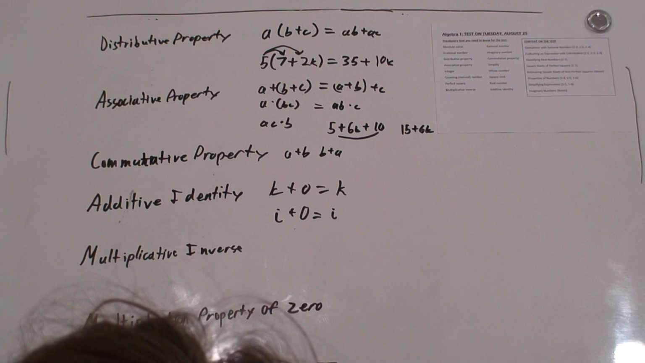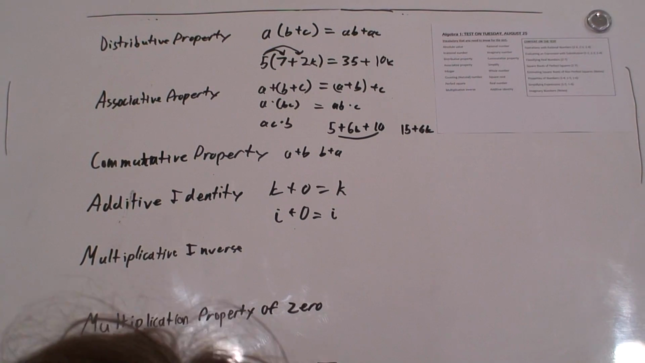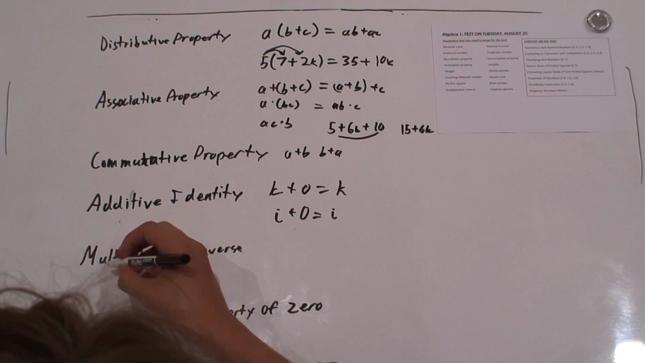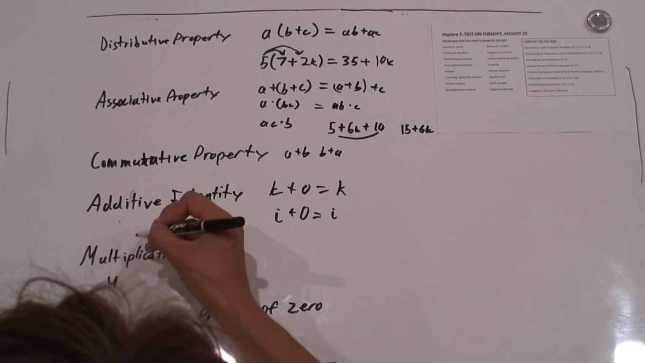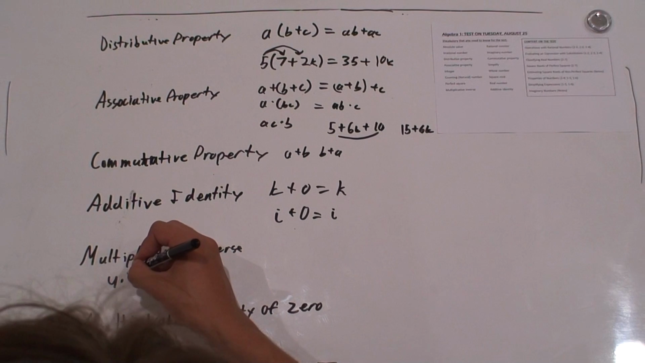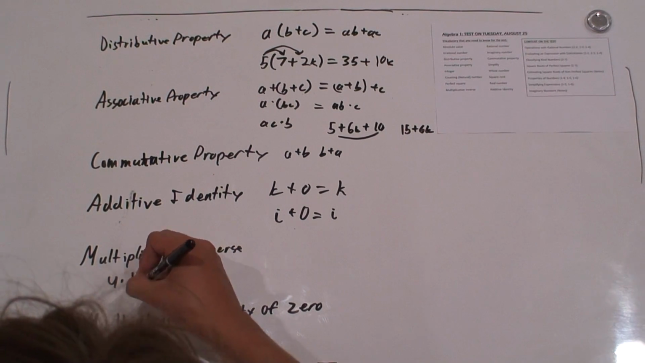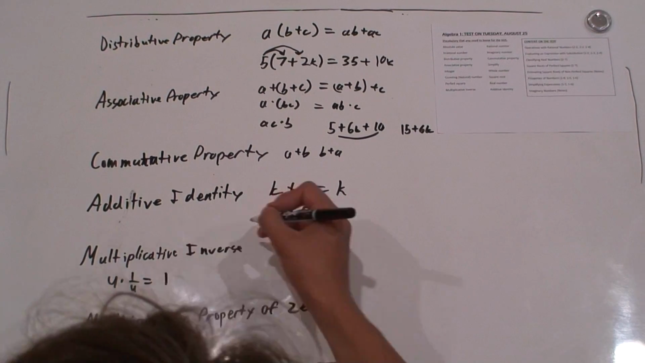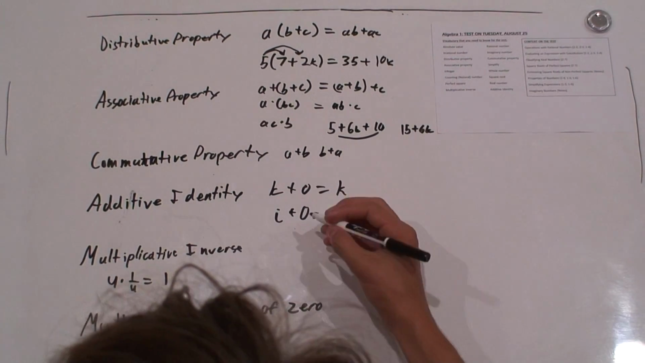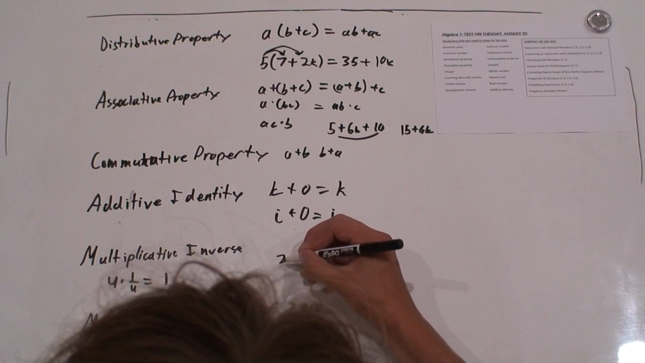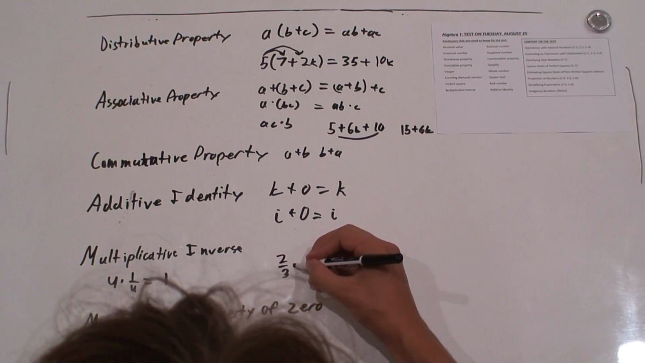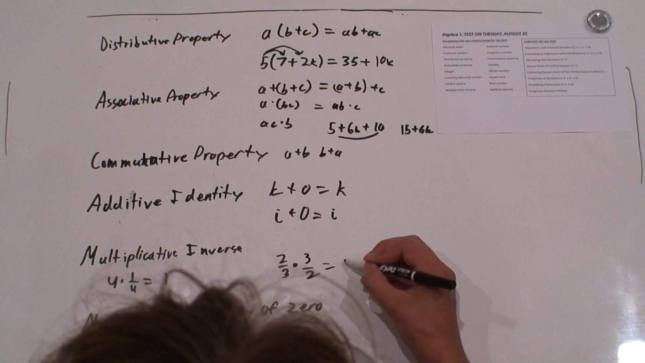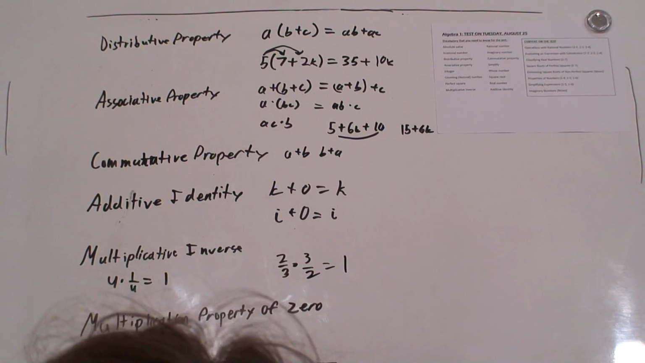Multiplicative inverse. And this one means any number times the reciprocal of that number will equal 1. It's for every number. Even if you had 2/3, if you multiplied it by the reciprocal, 3/2, that will equal 1.